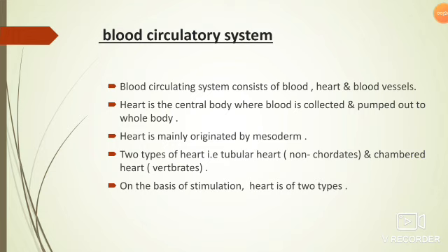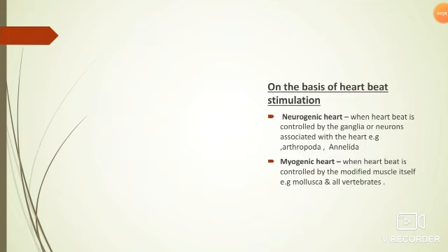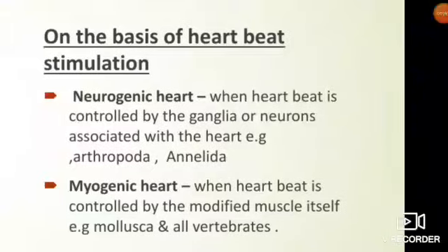Heart is the central organ where blood is collected and pumped out to the whole body. It is mainly originated from mesoderm. There are two types of heart, that is tubular heart and chambered heart. Tubular heart is found in non-chordates and chambered heart is found in vertebrates. And on the basis of stimulation, heart is of two types, that is neurogenic heart and myogenic heart.